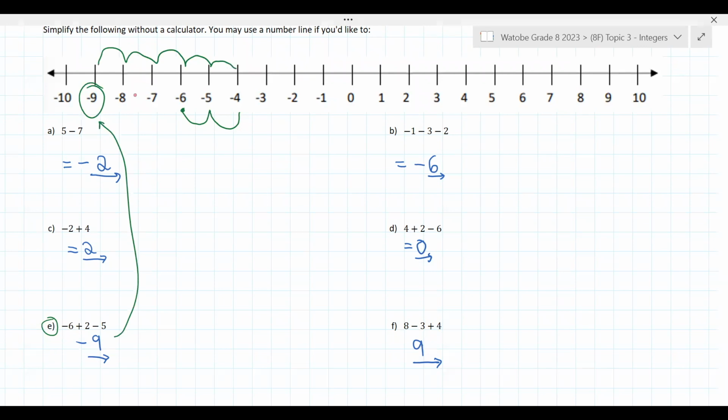However, when I then look at something like question F, I'm starting with a very big positive number, 8. I'm taking away 3, so move to the left 3 hops. But now I'm adding 4, and so I'm moving to the right 4 hops. And so my answer is positive 9 over there. So just remember again, the number line is useful not only to be able to add and subtract, but to make sure that we have the correct sign in our answers.